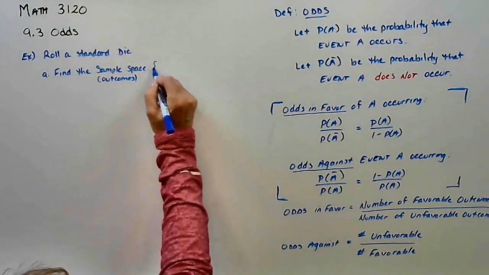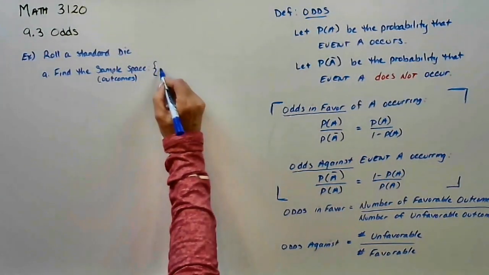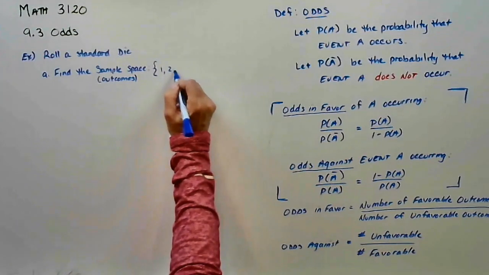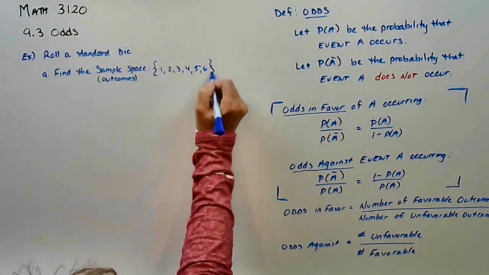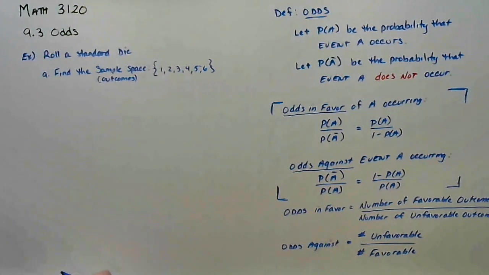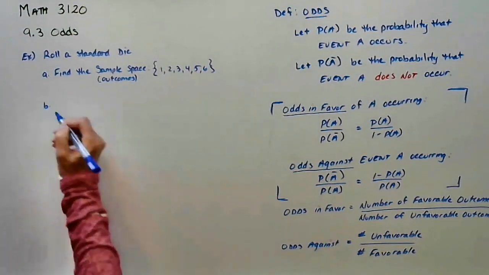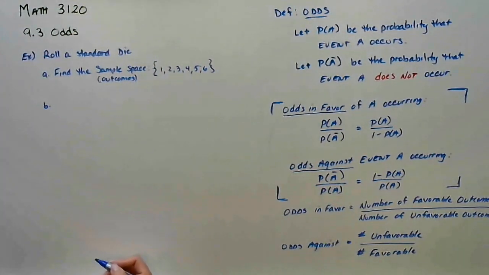So the only way you can roll a die is it could land with a 1 up or a 2, a 3, a 4, a 5, or a 6. So those are our possible outcomes, which we call the sample space. Okay, now let's do the following. Let's practice some odds. Odds are different than probability.